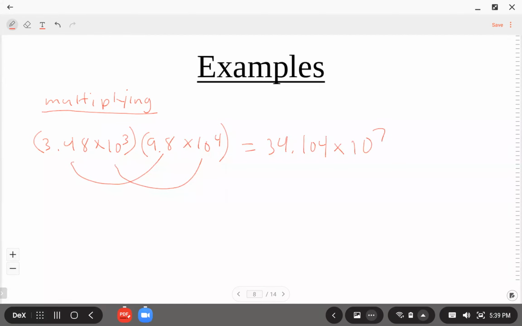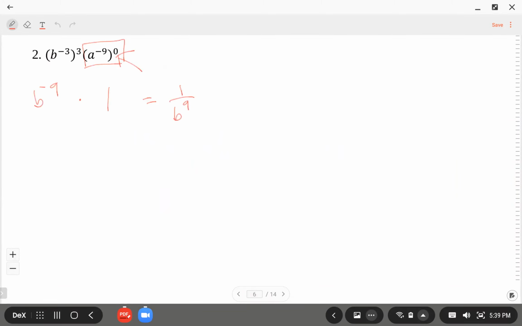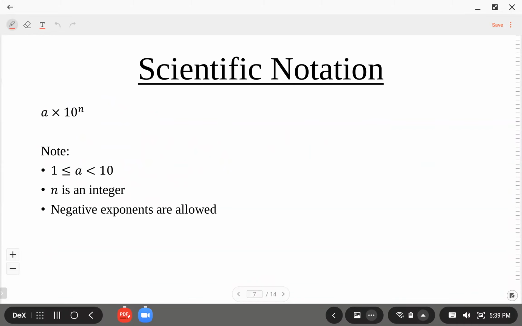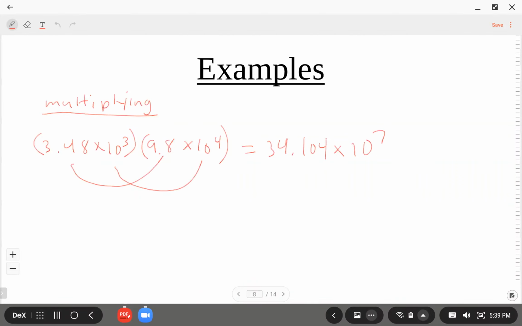Wait, no. Why are we moving on? Because, remember, A has to be greater than or equal to 1 and less than 10. What is wrong here? Can anybody tell me the mistake here? It's on A right here. It's 34.104. That's greater than 10. We can't have that. So actually, what we can do here is move our decimal point.